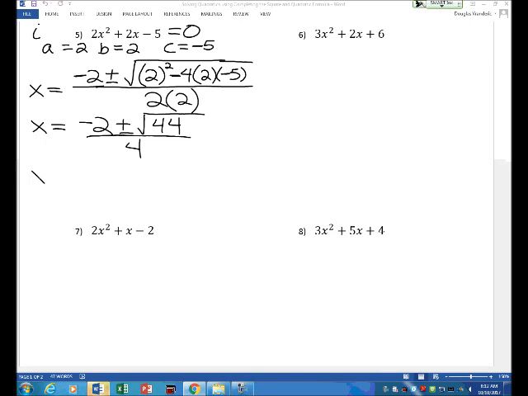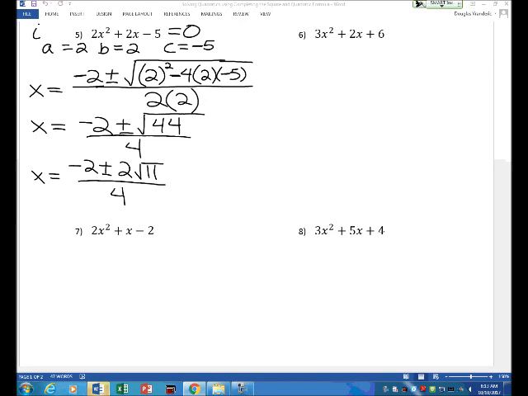X equals -2 plus or minus. Now type in the square root of 44, because it'll simplify it for you. You should get 2 times the square root of 11, all over 4. Now watch this. This is the last step. Do you see -2, 2, and 4? All three of those numbers can be divided by what number? By 2. So I'm going to do that.